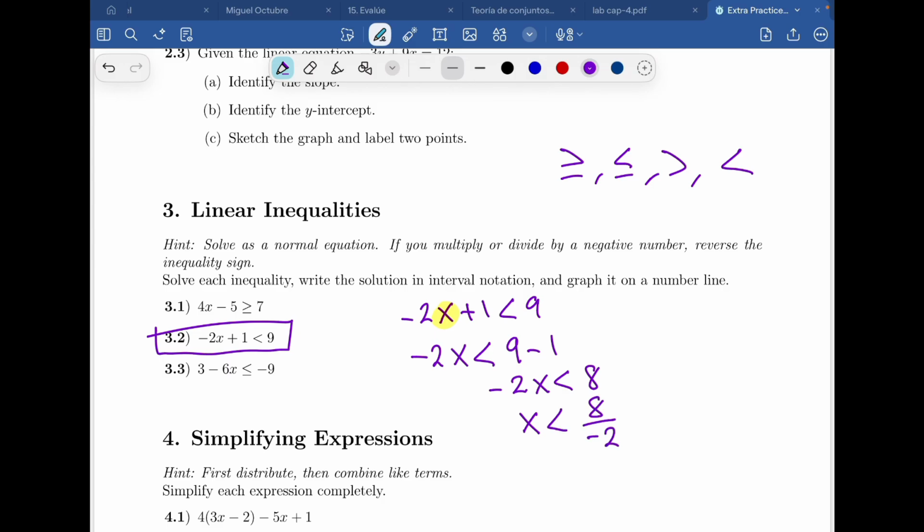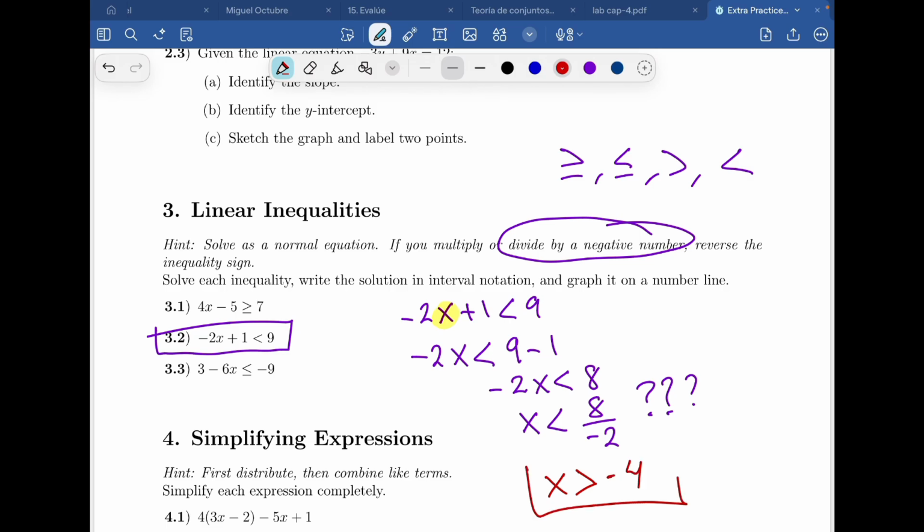And here comes the trick. What happens when we divide by a negative number? We need to reverse the inequality sign like this. Okay, so 8 divided by negative 2 is what? Minus 4. And that's it. That is the trick when we have inequalities.